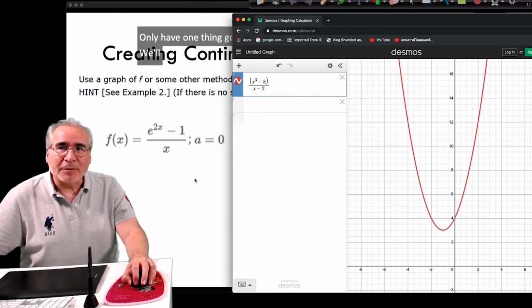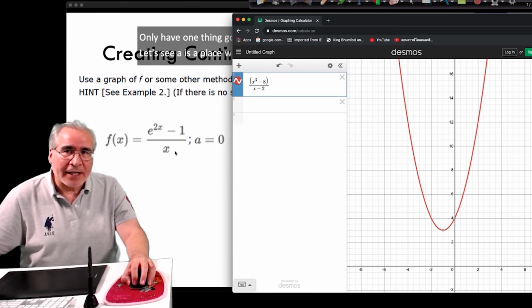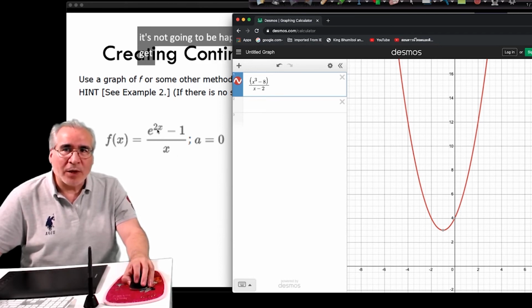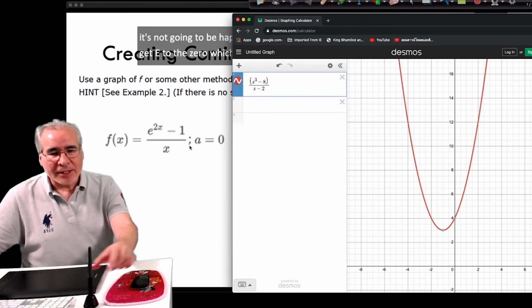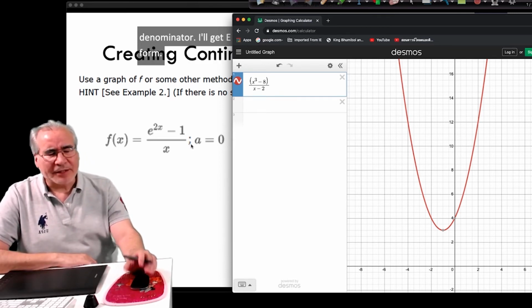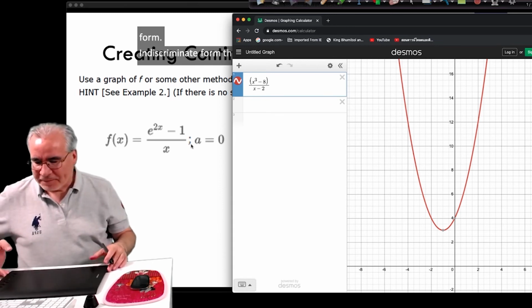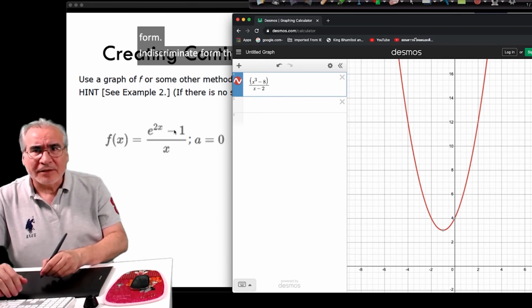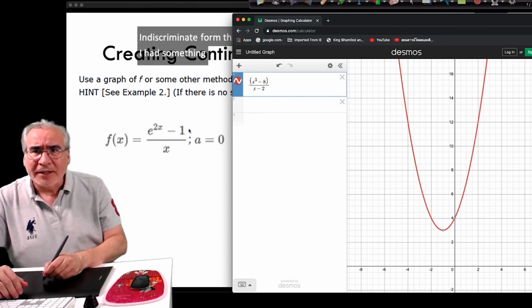So a is a place we can see when I plug in a equal to 0. When I plug in 0, it's not going to be happy here. I get a 0 in the denominator. I'll get e to the 0, which is 1, 1 minus 1. I also get an indeterminate form. I get something that's undefined.